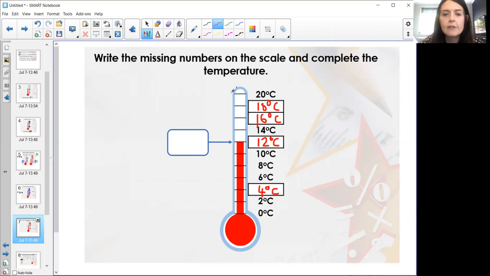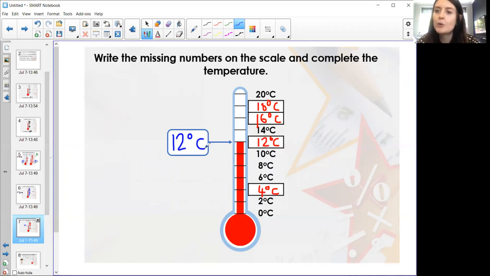Now we need to fill in what the temperature is. So we've got 0, 2, 4, 6, 8, 10, 12. So the temperature is 12 degrees Celsius on that particular thermometer. So we've looked at a scale of 1, a scale of 2, 5 and 10. So you should be well equipped to have a go at the tasks.